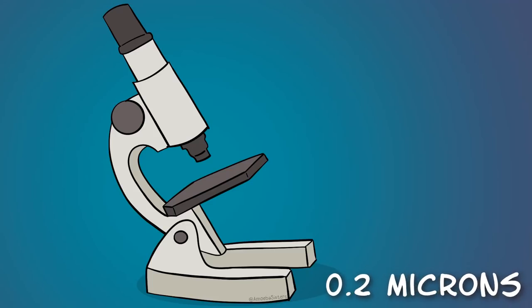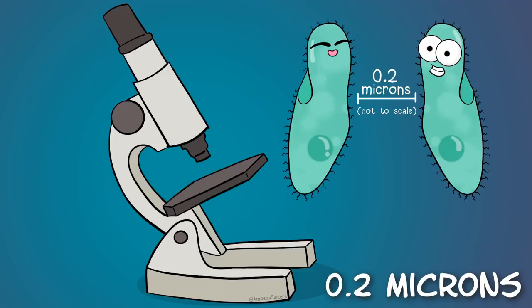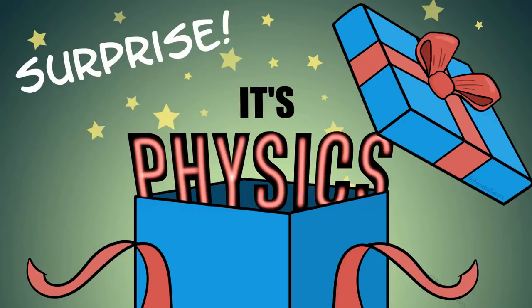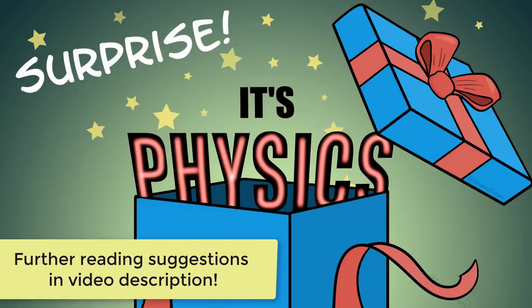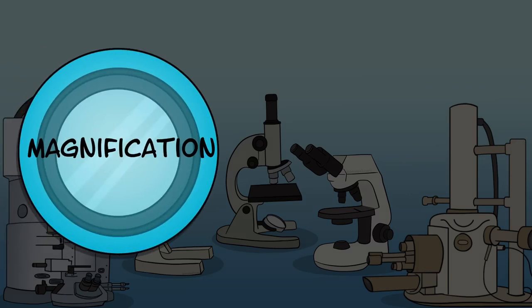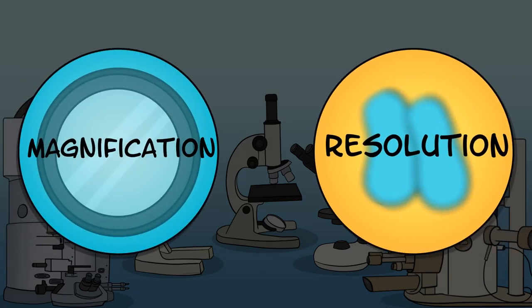So for example, if a microscope had a resolution of 0.2 microns, then that means two objects need to be 0.2 microns or more apart in order to see that they are two different objects and not one. If you want to understand the physics of how resolution works and how it's calculated, we have a great further reading suggestion in the video details. So let's talk about some different types of microscopes that all take into account this need for magnification and resolution in order to see specimens.